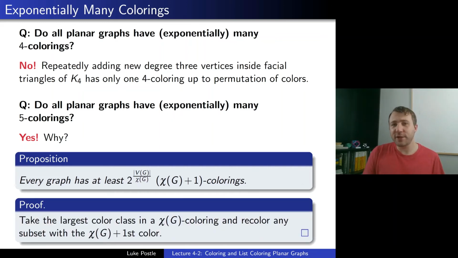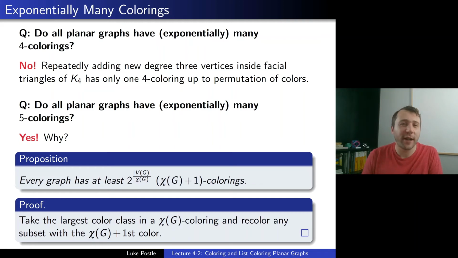You just take the largest color class in a χ(G)-coloring, and you recolor any subset with this extra color, right? So you have an optimum coloring. Then what does the extra color do? You can recolor vertices with the extra color. In particular, you could do that if they're non-adjacent, for example if they had the same original color. And so there'd be that number of choices. The largest color class would have to be at least v over χ in size, and then you could choose any subset. So you get 2 to that number of (χ+1)-colorings. A very nice little proposition if you haven't seen it before.